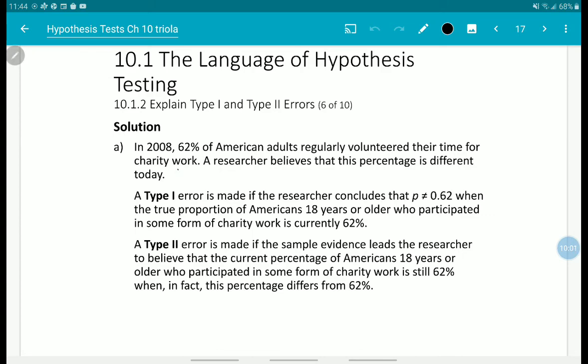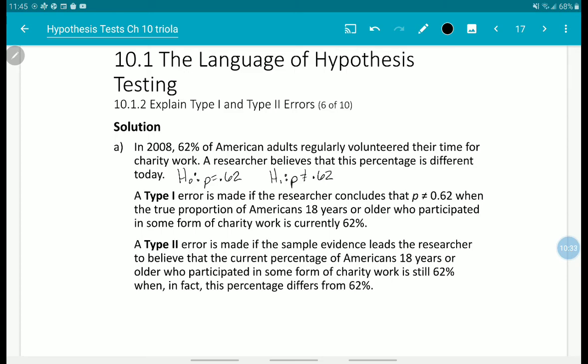So if we were to look at those hypotheses, that's what the null would look like. If he believes that it's different today, then he's saying that it's not equal to. So the type 1 error is the probability of rejecting the null when the null is actually a true statement. So what he did is concluded that it's not equal to 0.62 when it actually is equal to 0.62 because that null is a true statement.